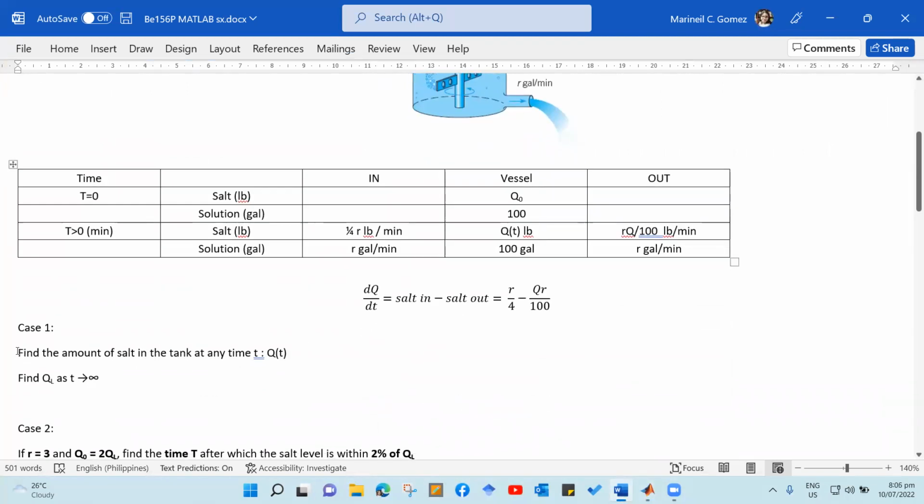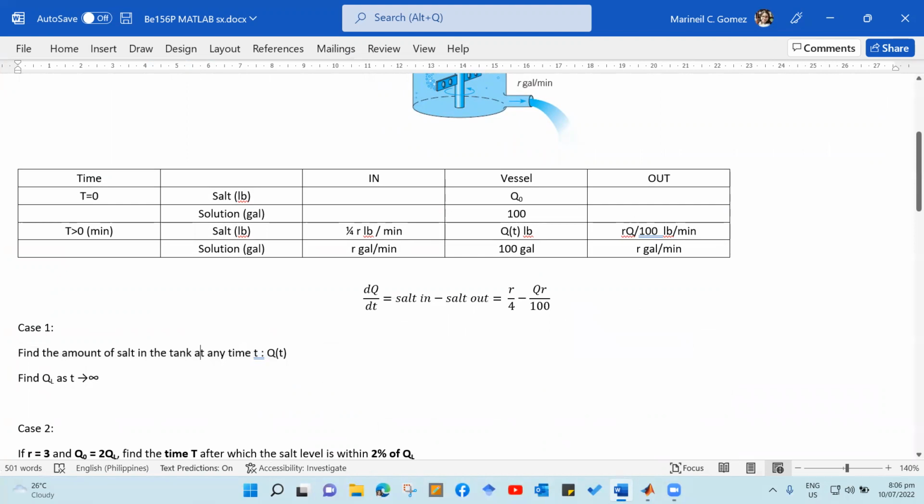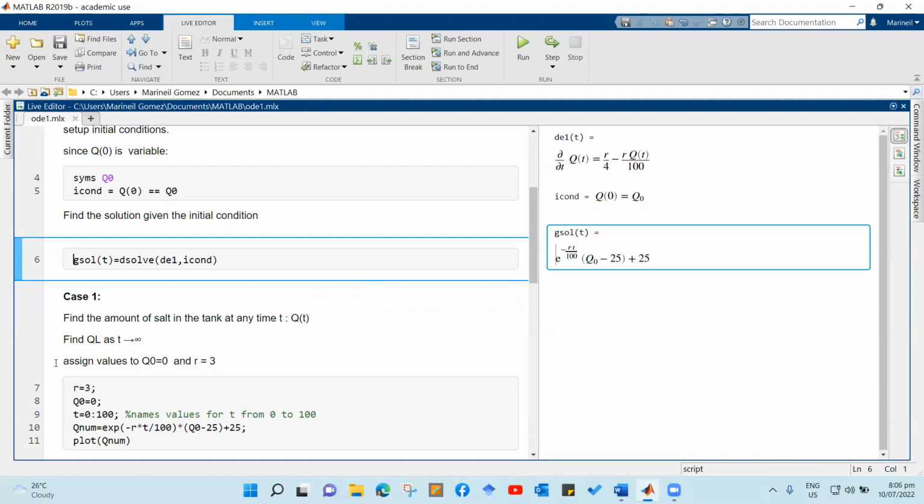However, we look at the first case. What's the amount of the salt in the tank at any time t, or Q(t)? So basically, this is our Q(t). gSol is the solution of your differential equation given these initial conditions, and this gSol(t) is actually Q(t). And this is the equation that signifies the amount of the salt in the tank at any time t.